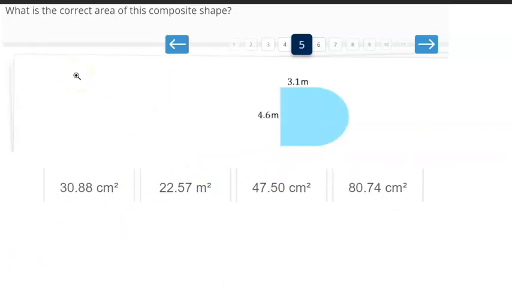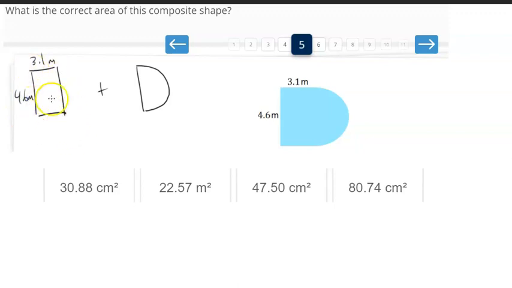Alright, this question here is question number 5. We're going to work out the area of this composite shape here. And this composite shape is made up of a rectangle and a semicircle or half circle. So the area, 3.1 meters for the width and 4.6 meters for the length.